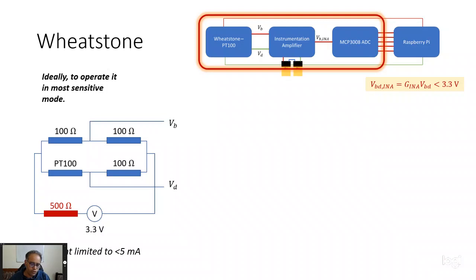So here I have chosen 500 ohms, and when I put this 500 ohms in, the current is limited to even below 5 milliamperes. So we are pretty much working in a very safe configuration. We are not drawing out a lot of power. So this is pretty good.